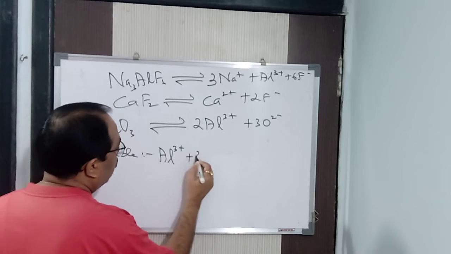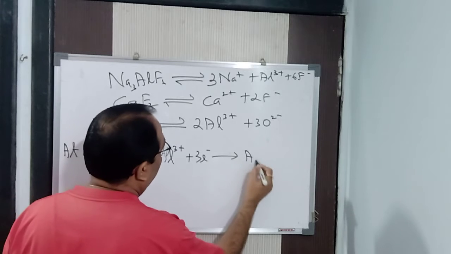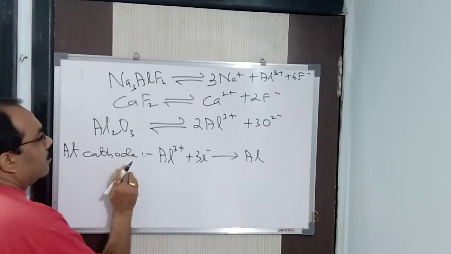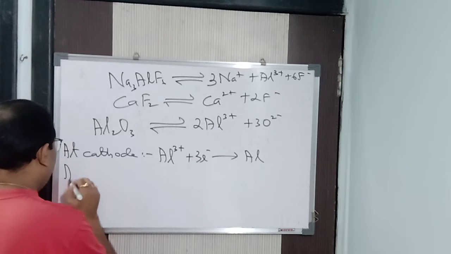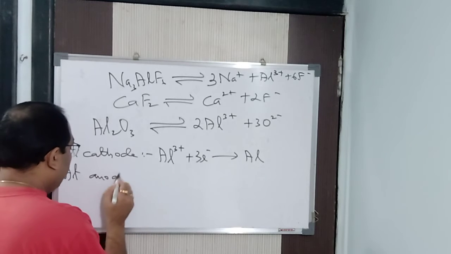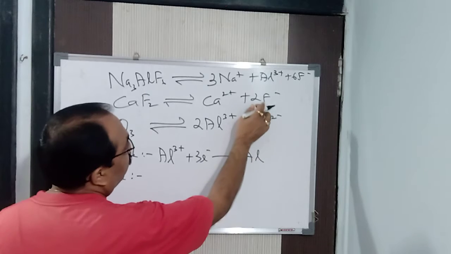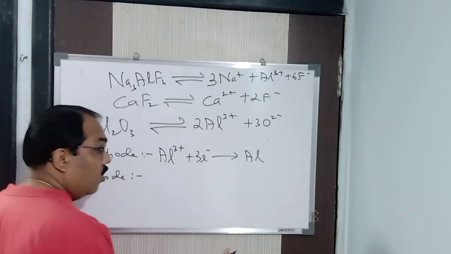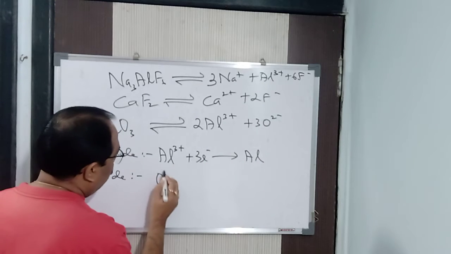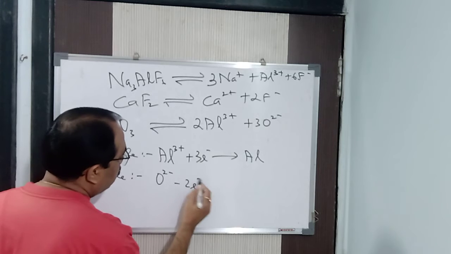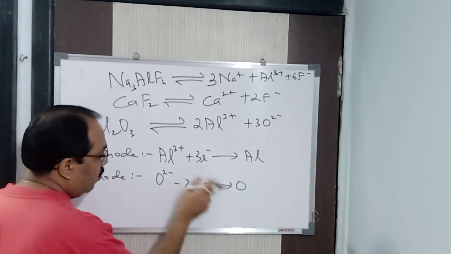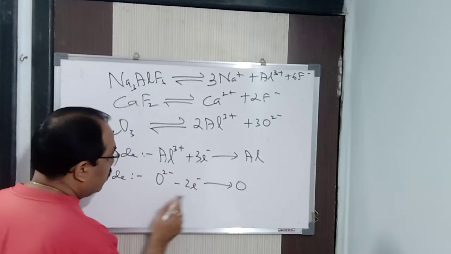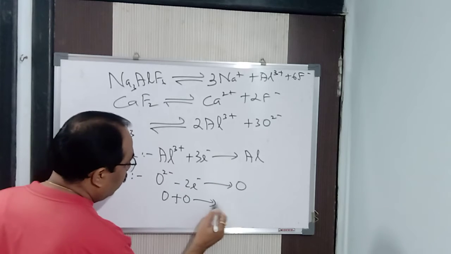Al3+ plus 3e- will give you what? Al. See, at the cathode we are getting aluminium. So in the tank we are getting aluminium, on the lining of the tank. Now at anode, we have oxygen and fluoride. Again oxygen is lower in the electrochemical series. So O2- minus 2e- will give you O. O2- will lose 2 electrons to form O. O plus O will give you O2.